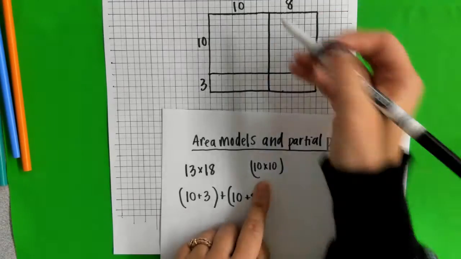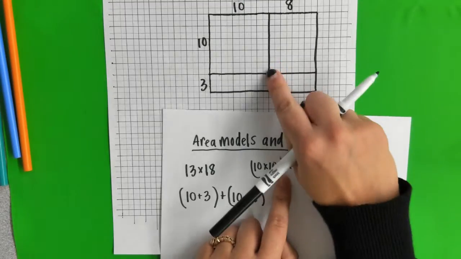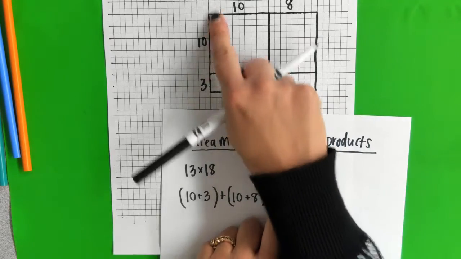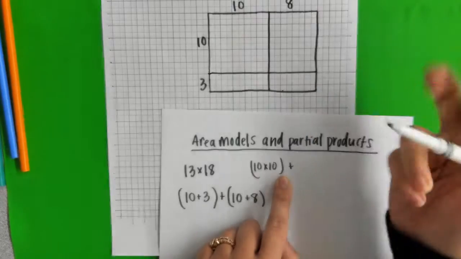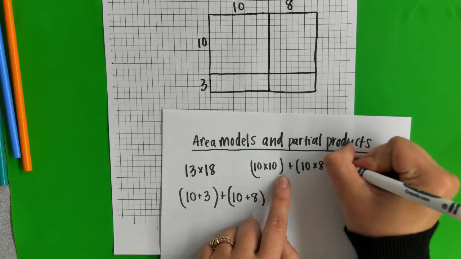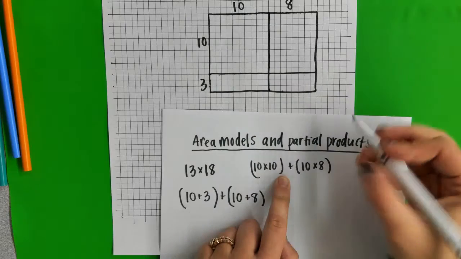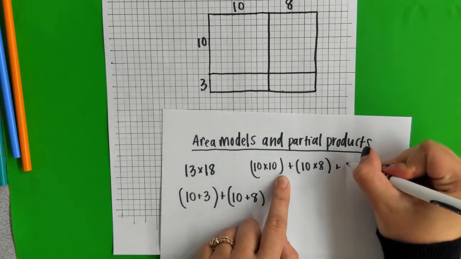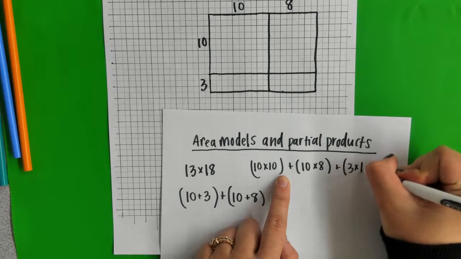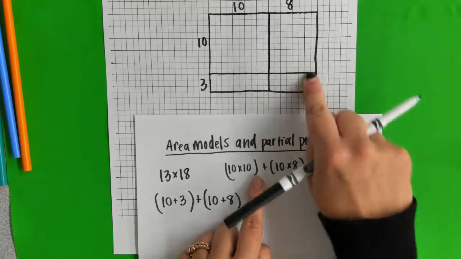Okay, so now we can look at it, and we have 10 times 10. We're going to add our 10 times 8, because if we have 10 down right here, we're going to have 10 down right here also. So we have 10 times 8. This box is going to be 3 times 10. And then this box is going to be 3 times 8.